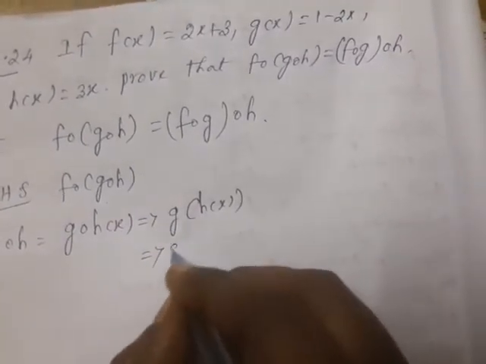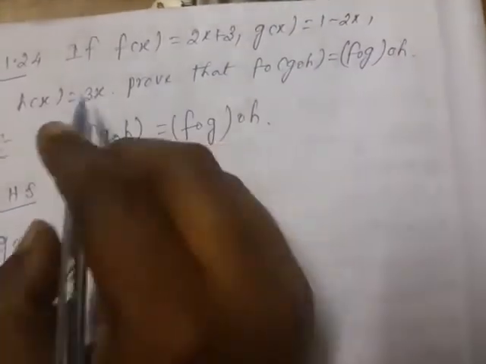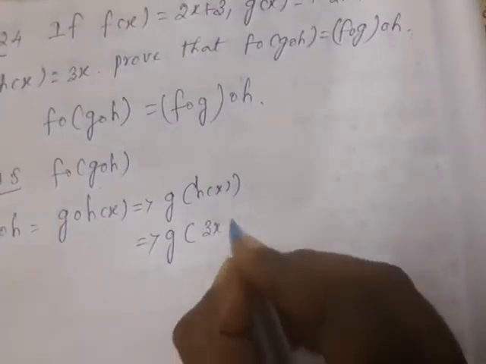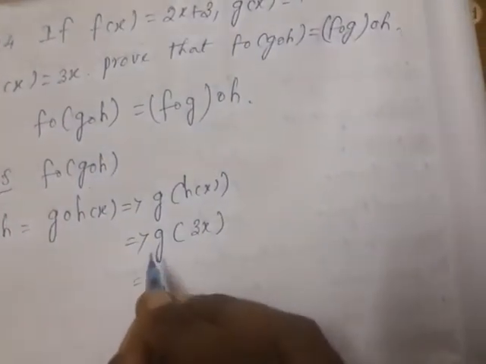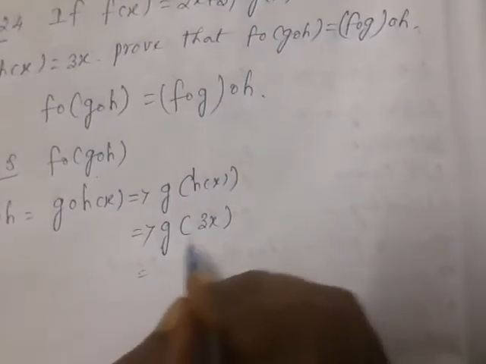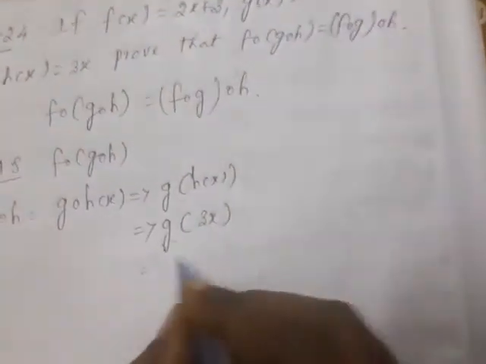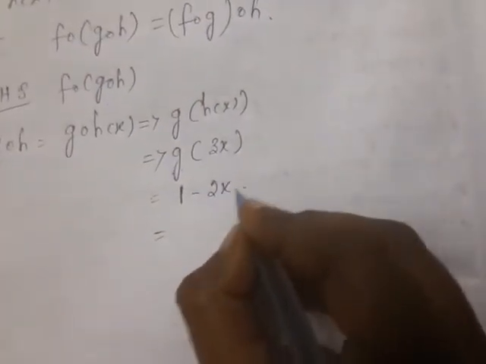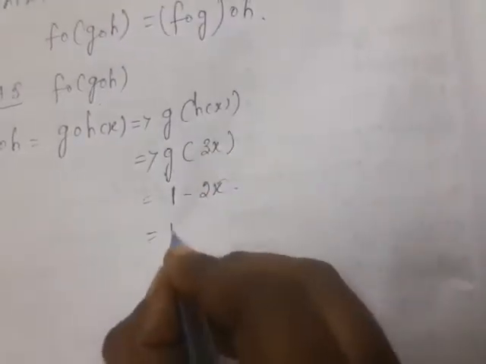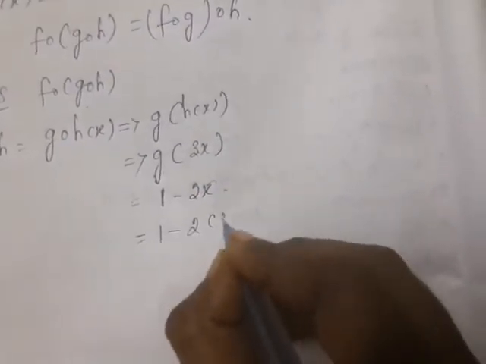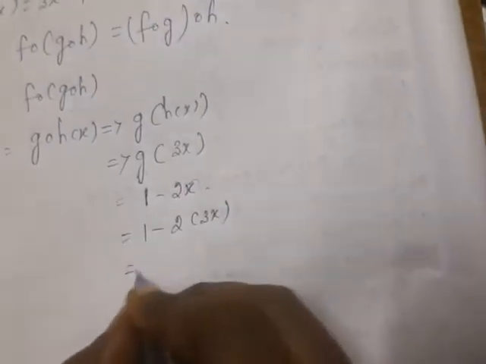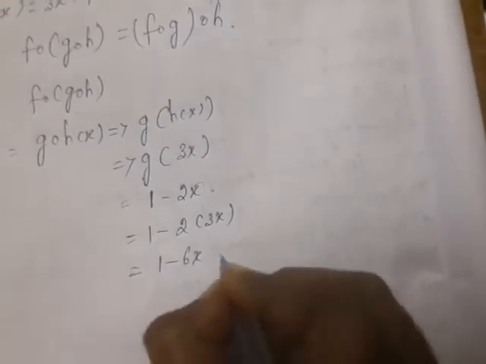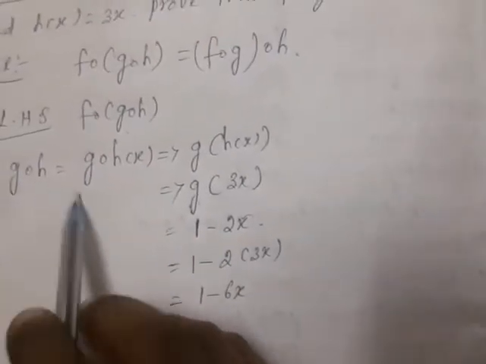So g of h of x: h of x value is 3x. Now g of x is 1 minus 2x. Instead of x, I am going to substitute 3x. 1 minus 2 into 3x is equal to 1 minus 6x. Now we found g composite h.